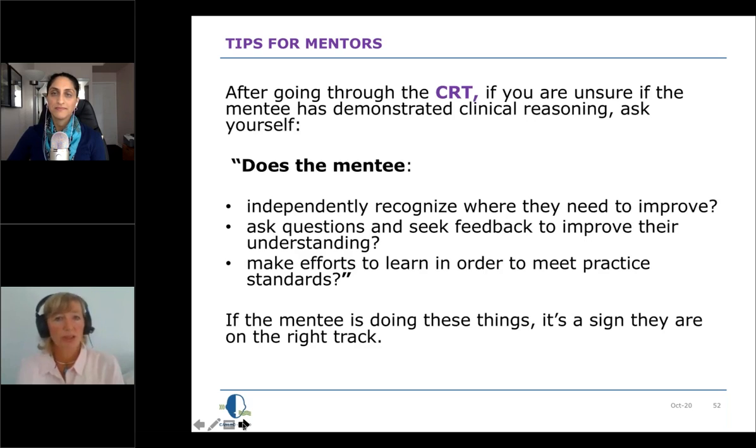When you've gone through the clinical reasoning tool, if you're unsure if the mentee has demonstrated clinical reasoning, you're going to ask yourself, does the mentee independently recognize where they need to improve? Does the mentee ask questions and seek feedback to improve their understanding? Does the mentee make efforts to learn in order to meet practice standards? And really, if the mentee is doing all of these things, showing their self-awareness, really analyzing their clinical reasoning skills, this is a sign they are on the right track.